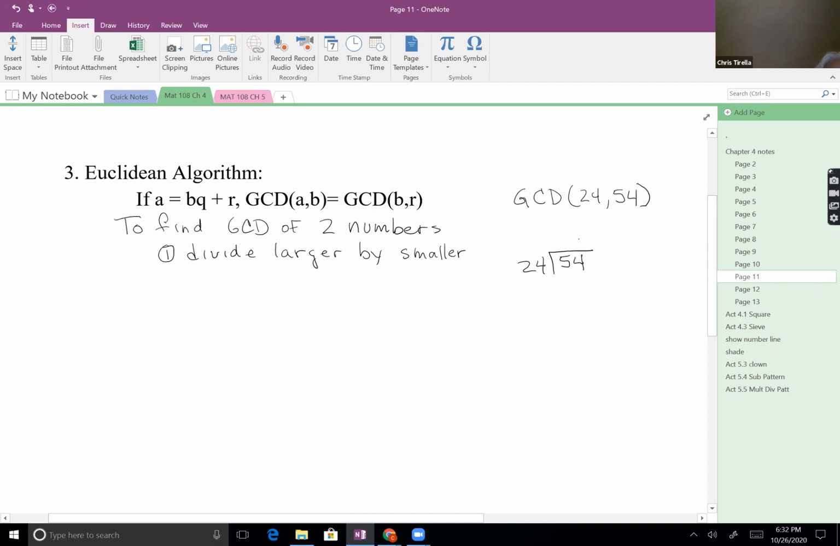I think the closest we can get is 2. 2 times 24 is 48. And when I subtract, I have a remainder of 6. Now what we're going to do is we're going to divide the first divisor by the remainder.